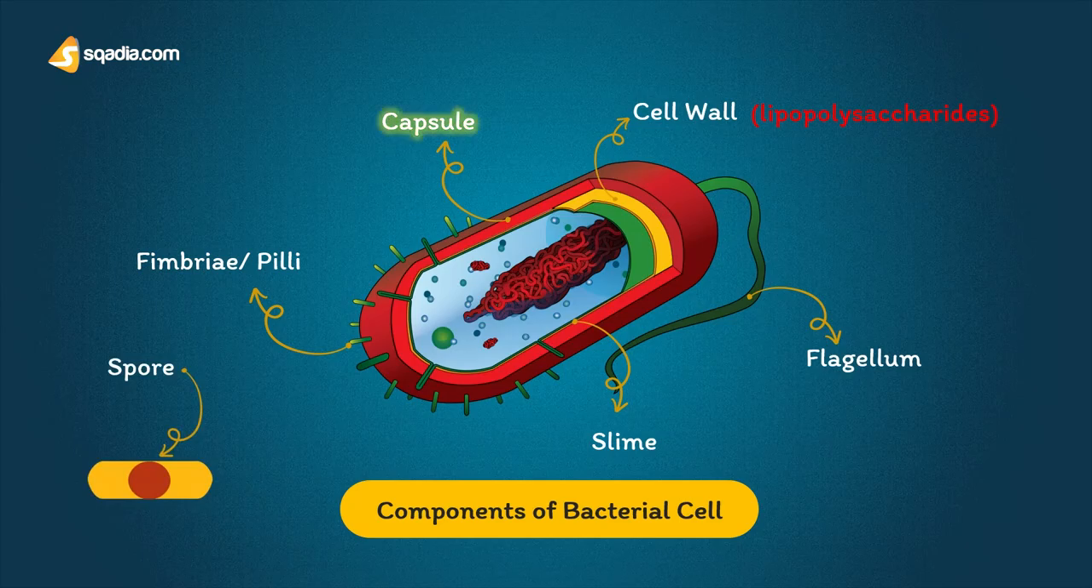So the capsule is a polysaccharide layer that protects the cell from phagocytosis and desiccation. Lipopolysaccharides are surface antigens that strongly stimulate inflammation and protect gram-negative bacteria from complement-mediated lysis. Fimbriae or pili. These are the specialized thin projections that aid adhesion to host cells.